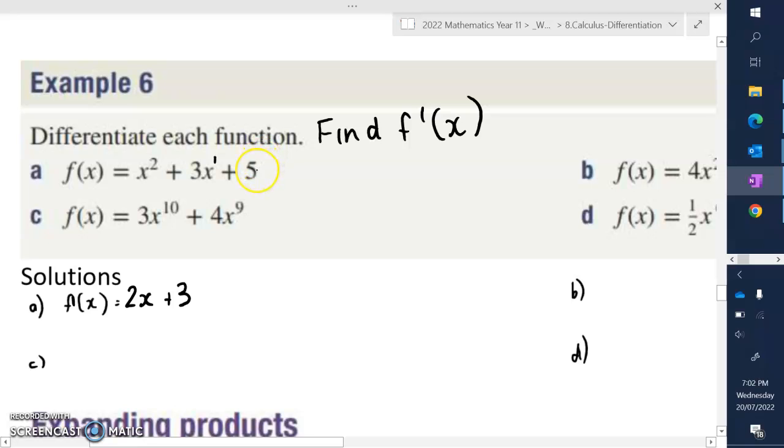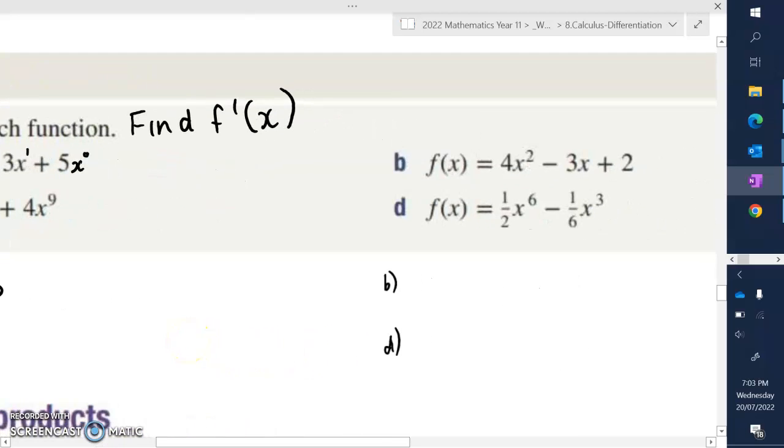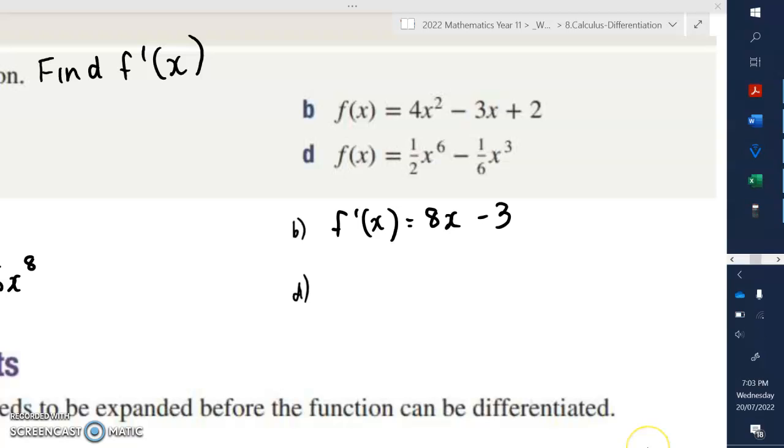5 stays. We don't get anything with 5, because what's actually happening there is it's 5 times x to the power of 0 is really what's happening. That 0 goes down the front and times it by 5 and I get 0. So I don't need to add a 0 here. It just becomes 2x plus 3. Let's have a look at the next one. Pause it and have a go at these yourself and then check with me to see if you've got the same as me. Here's what I've got for B.